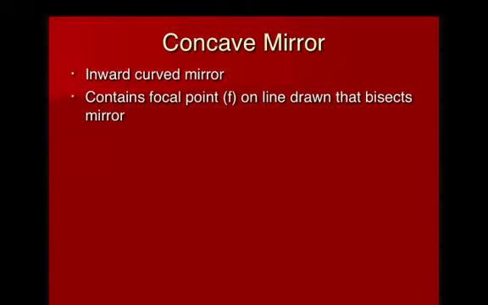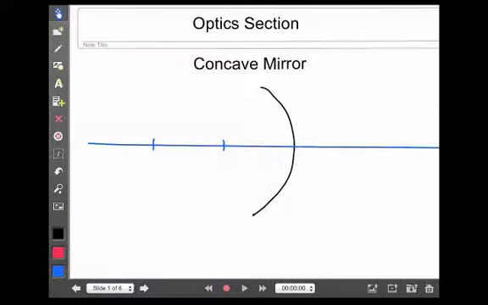Now, because of its curvature, it has something called a focal point on that principal axis, on that line that bisects the mirror. And then it also would have a center. Basically, here's what I mean. If this mirror were drawn into a complete circle, then like any circle, it would have a center point. But halfway from the center to the curved part of the mirror is what is known as the focal point.